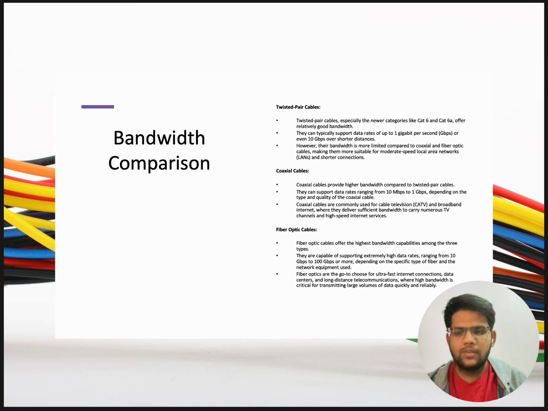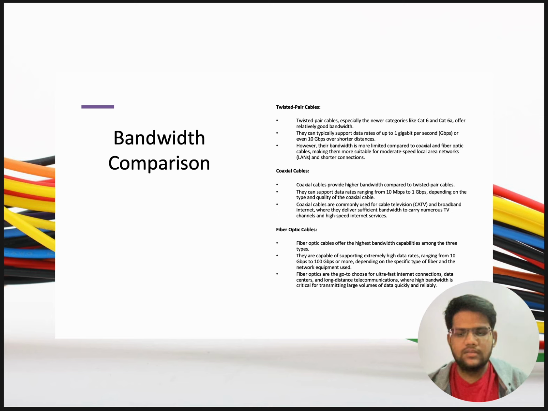Here's a comparison of the bandwidth capabilities of the three cables: twisted pair cable, coaxial cable, and fiber optic cable. Twisted pair cables. Twisted pair cables like Category 6 and Category 6A offer decent bandwidth. They can handle data rates up to 1 Gbps or even 10 Gbps, but over shorter distances. Best suited for moderate speed local area networks, also known as LANs, and shorter connections.